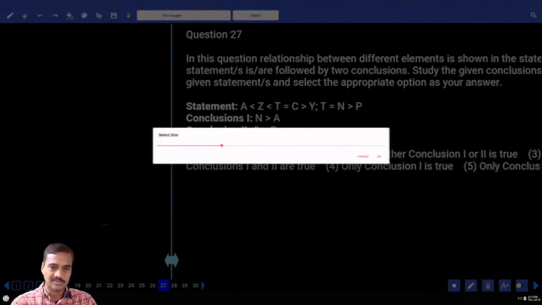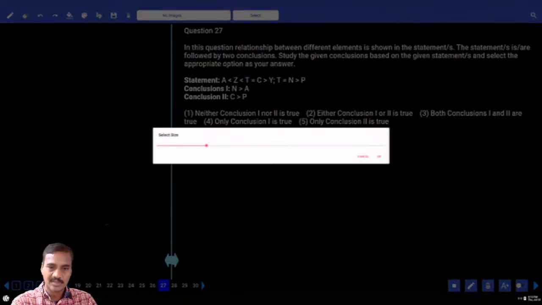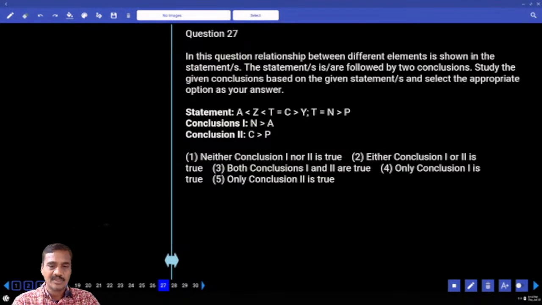Then 27. Now in this question number 27, the relation between N and A. What is the relation between N and A? Now N and A. A is here, N is here, which element is common? T. A lesser than T, T equals to N. A lesser than N, N greater than A. Then C and P. What is the relation between C and P? Now C and P, the relation is T equals to C. And again write down C here. C greater than P. Both 1 and 2, choice 3, question number 27.